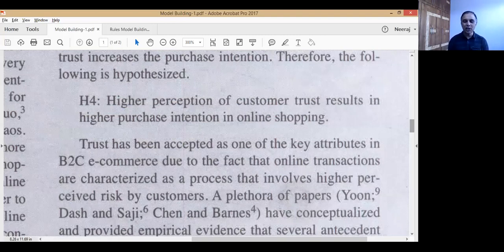Look at how the stats look at it. Stats says how many variables? Two variables. Which are they? Perception and purchase intention. Purchase intention about what? That's about online shopping. And perception about what? Perception about the trust. These are simply qualifiers or context. Variables are two, perception and purchase intention.